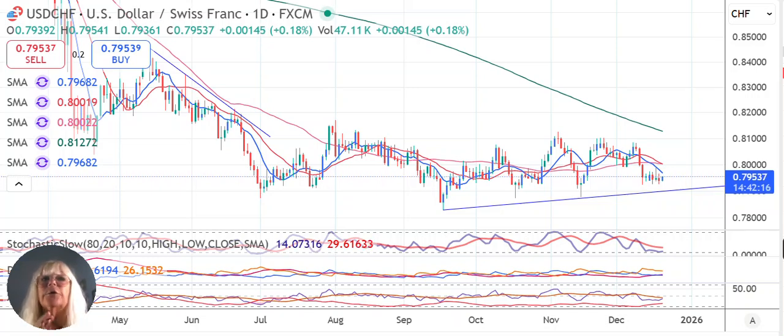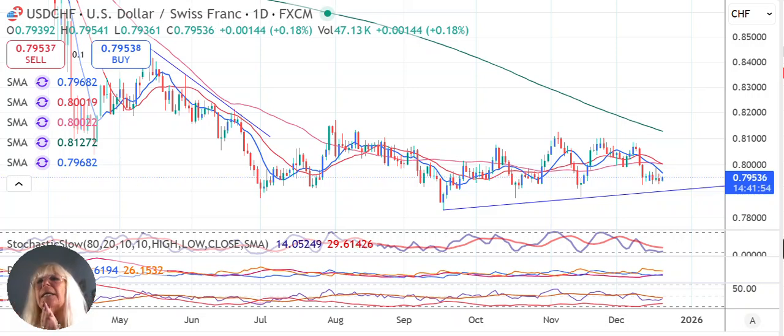I'm actually going to show you two charts of the dollar Swiss, and when I've shown you these, you can see why it is important for all traders to have an idea of where the longer term charts are. If you just look at one chart, you're not getting the full picture.